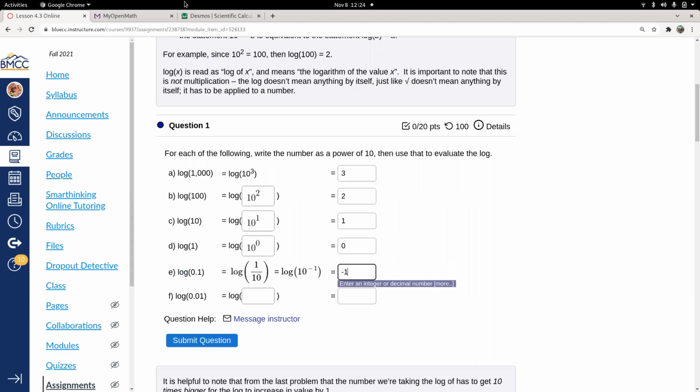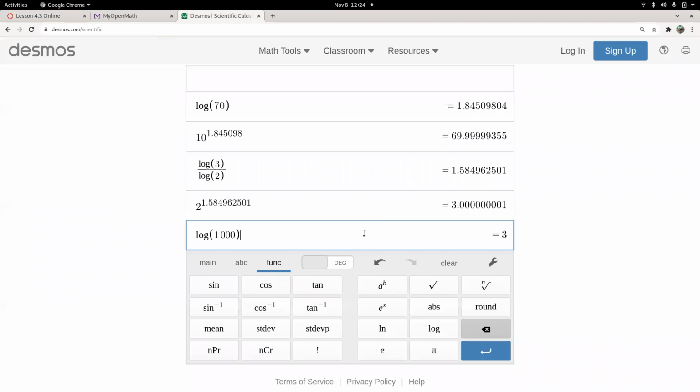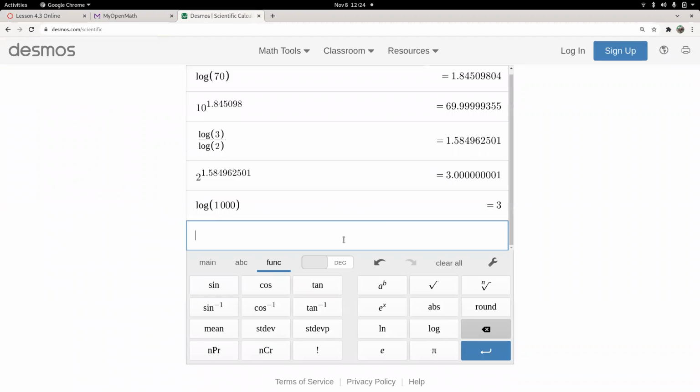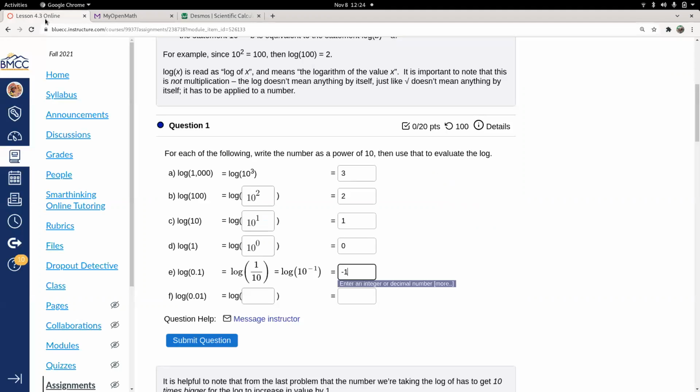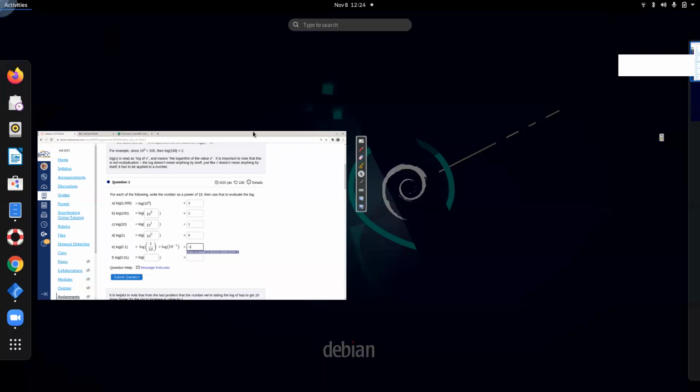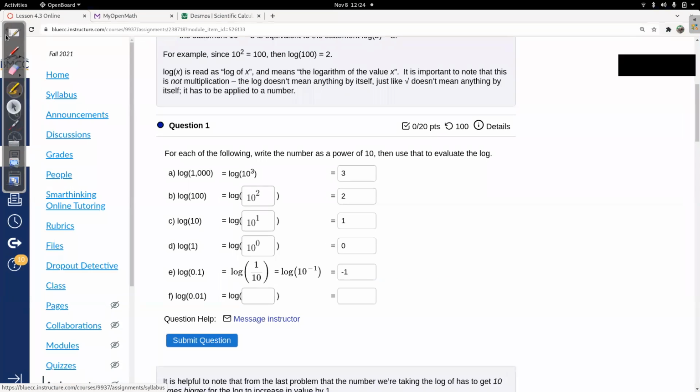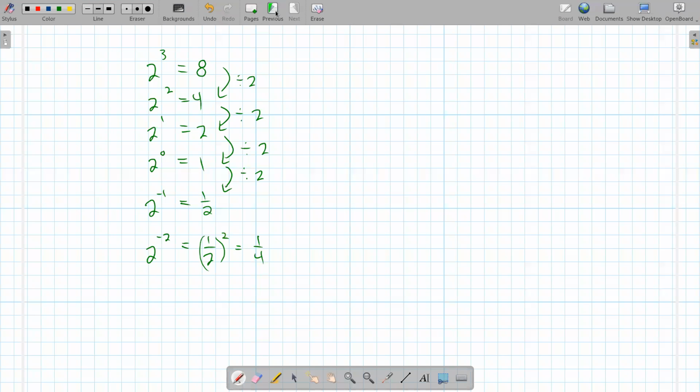We can always double check on our calculator. Use your log button. Log of 0.1 is -1. 0.01, what does that mean? Well, let's think about that for a second. That's a tenths hundredths. This is the log of 1/100th. What power of 10 is 1/100th? We actually went over that back here.